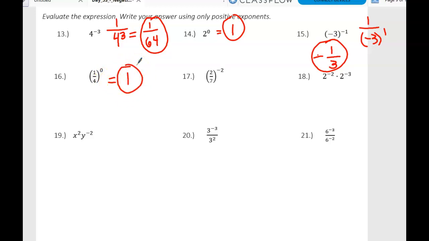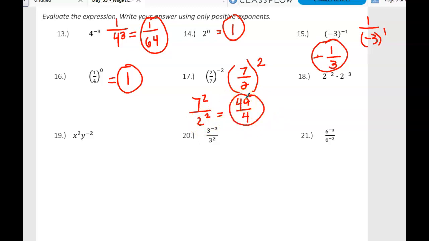Okay, number 17, because it's to a negative power, let's take the reciprocal of 2/7. That would be 7/2, and let's make that exponent positive. Now we've got the power of a quotient rule, so this would be 7 squared over 4 squared, which would be, oh, not 4 squared, sorry, that's 2 squared. I got ahead of myself on that one. Let's erase that and make it 2 squared. Okay, so this would be 2 squared. So we've got 49/4.